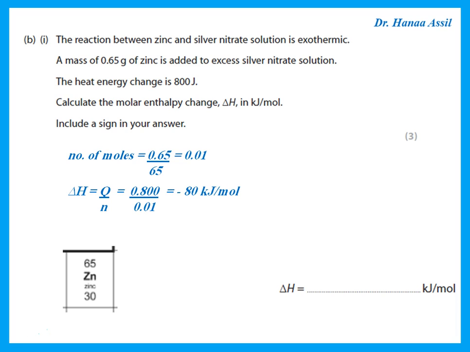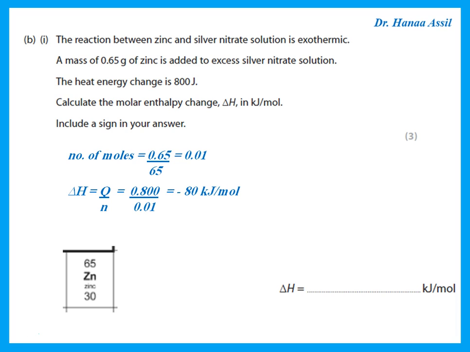He gives me the Q as 800 joules. We want the delta H in kilojoules. So you need to divide that by 1,000. So that is 0.8 kilojoules. Divided by the number of moles that we got.